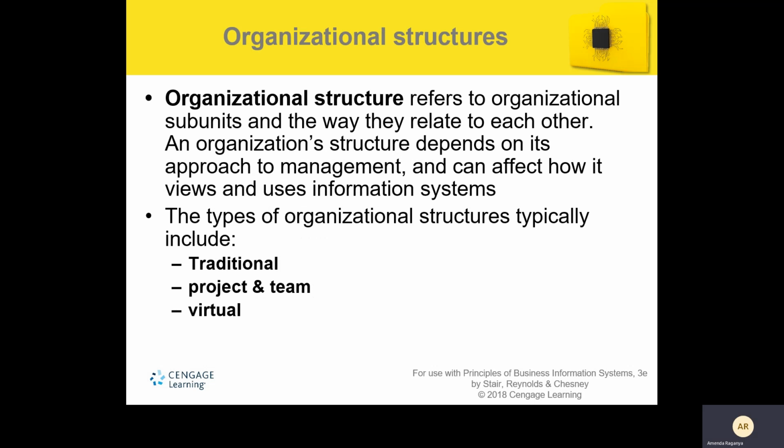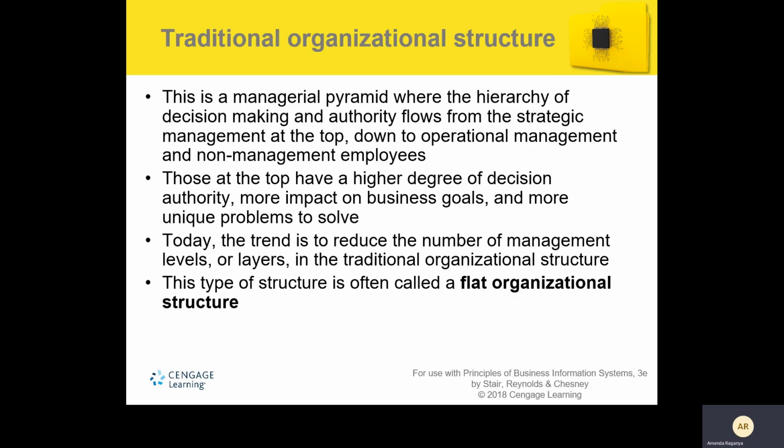For us to be able to achieve this value chain, we also look into organizational structures, which refers to organizational subunits and the way they relate to each other. And it depends on its approach to management and can affect how it views and uses information system. We have got 4 types of organizational structures that we're going to look at. We've got traditional, we've got project, we've got team, and we've got virtual. These are the types of organizational structures we have in organizations.